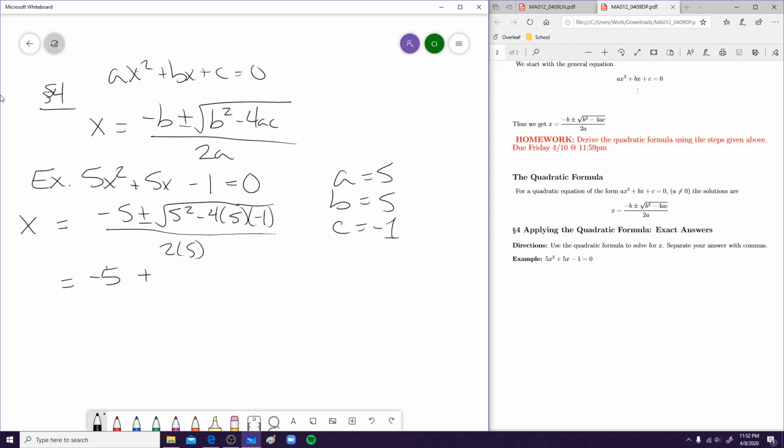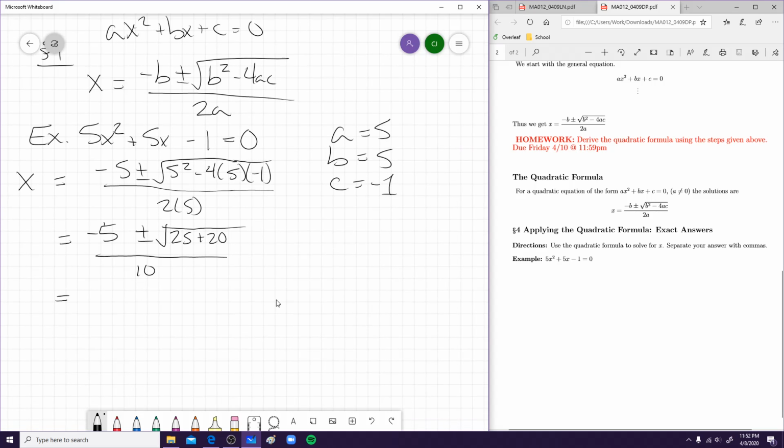Say negative 5. Okay, and don't forget PEMDAS. So first do the exponent. So 5 squared is 25. And then we can go ahead and multiply. So negative 4 times 5 times negative 1. That is positive 20. Right? And then 2 times 5 is 10.